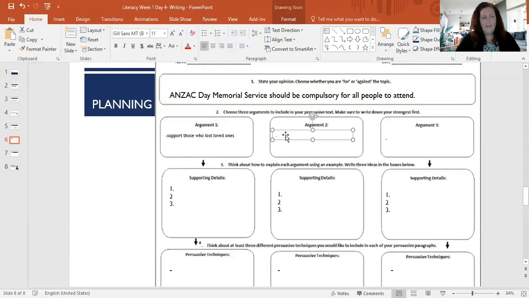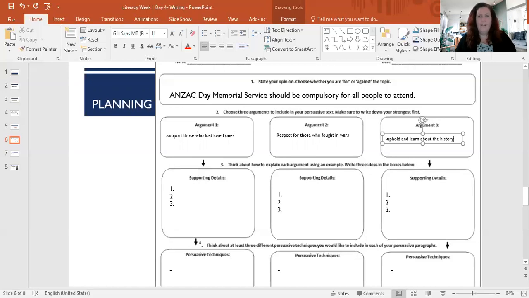My second argument, respect for those who fought in wars. Okay. And then my last argument is uphold and learn about the history. Okay, so I have my three arguments. Now I'm going to come up with some supporting details to support these arguments.